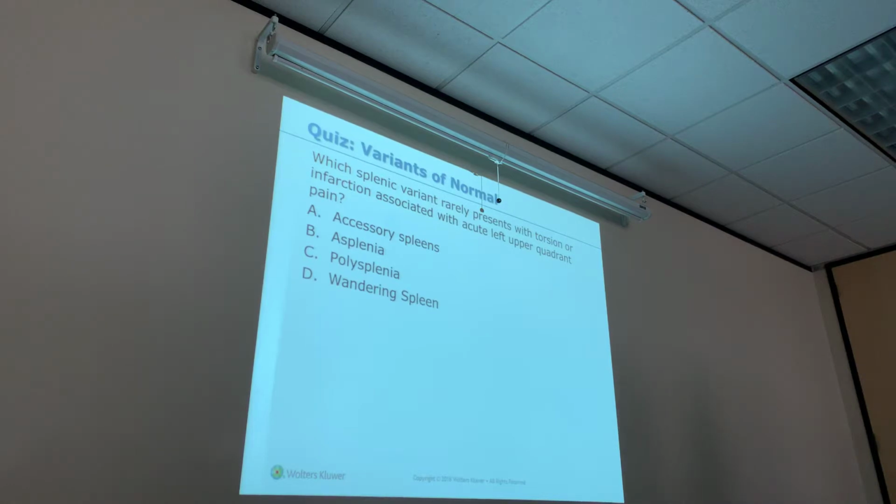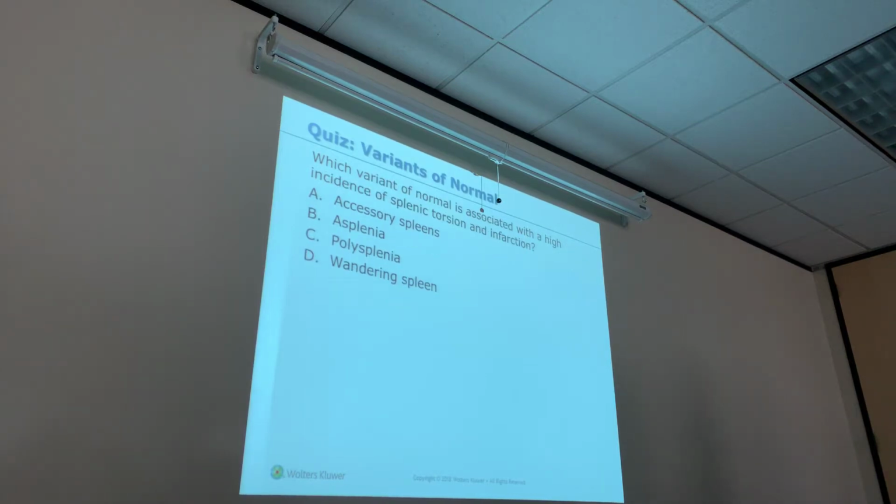What's the relationship between torsion and accessory? There's nothing connected between them, so there's no torsion with accessory. Okay. Which variant of normal is associated with the high incidence of splenic torsion and infarction? Wandering. See, this is the opposite.